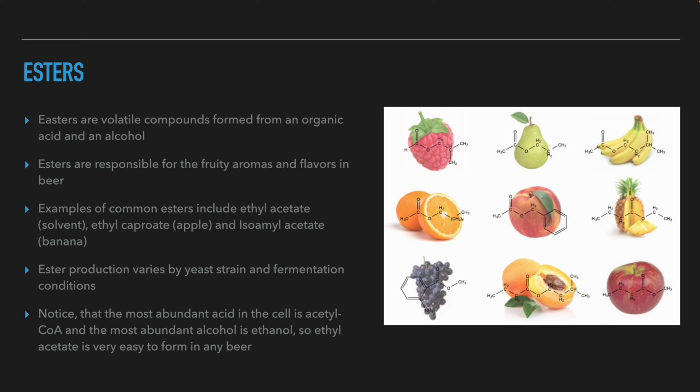Isoamyl acetate, which is composed of isoamyl alcohol and acetic acid, has the aroma of banana in small amounts or bubblegum in larger amounts. The formation of esters depends very much on the yeast strain and the fermentation conditions. As a rule of thumb, the higher the temperature, especially at the beginning of the fermentation, the more esters we will get in the beer. In addition, the more pressure there is on the wort, the less esters we will get in the beer.